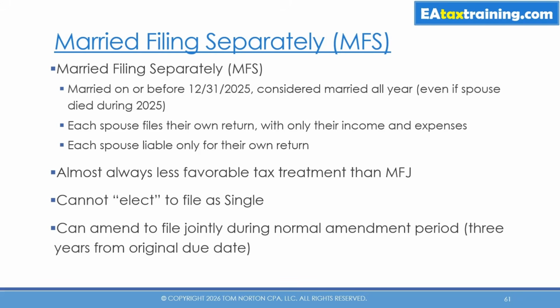If you are married as of December 31st of 2025, you need to file as a married person, either married filing jointly or married filing separately. There's one exception to that when we get to head of household, but other than that one exception, if you're married as of the end of the year, you need to file as a married person. If you file married filing separately, you can amend later to file as married filing jointly, as long as you do so during the normal amendment period, which is usually 3 years from the original due date. So remember for the exam, if you start out as married filing jointly, you have to stay married filing jointly. You cannot amend. If you start out as married filing separately, you can amend later to married filing jointly.